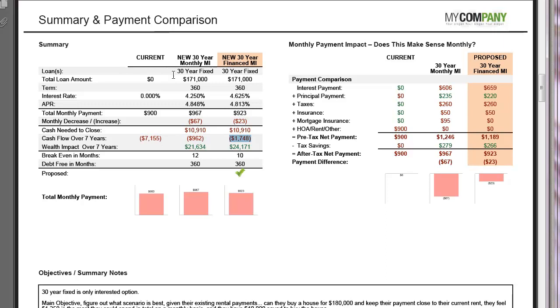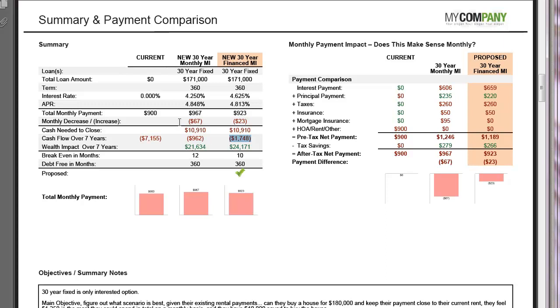Now, these numbers, everything you see in the summary is backed up by the following charts, the 2 little pages here. So I can show my wealth impact is positive $21,634, positive $24,171. And we think we've done something very unique here with the break even. Our break even is a true wealth break even. It's considering taxes, cash flow, net wealth, and it's always comparing it against the current scenario.